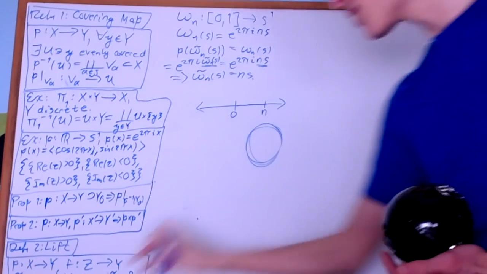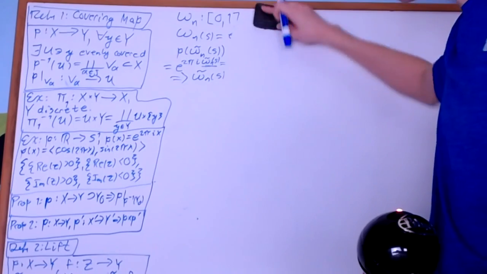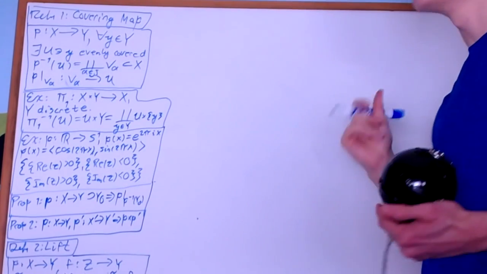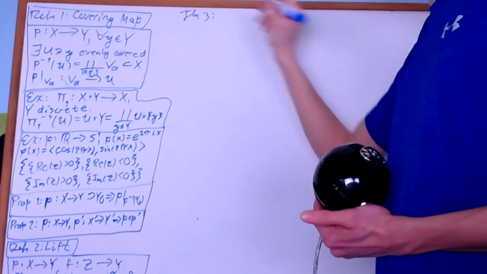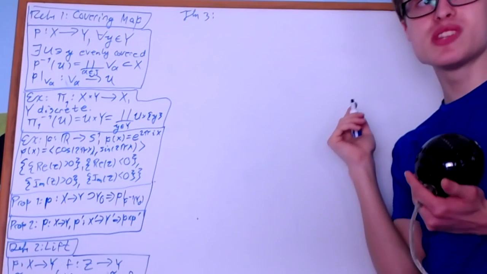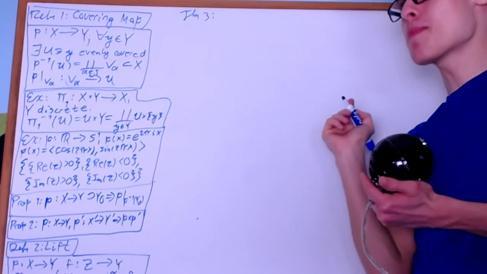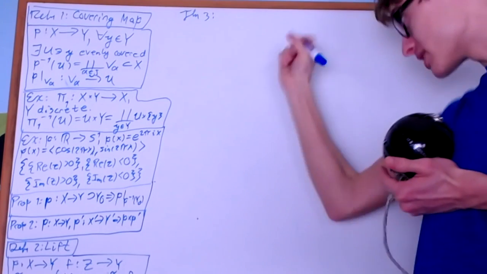And so this lifting property will totally give us an explanation for what's going on with the fundamental group of the circle. Now let's go ahead and do a theorem. This theorem basically says that we can generate a unique lifting for any path in any space given a covering map. So let's go ahead and prove it.